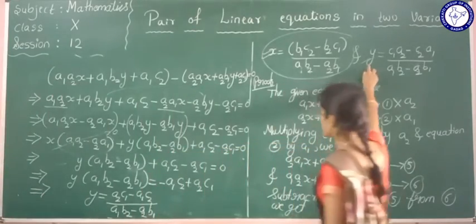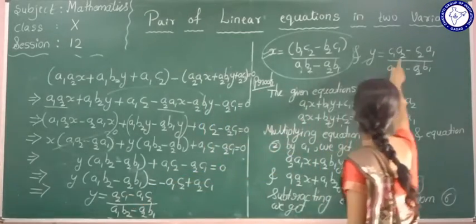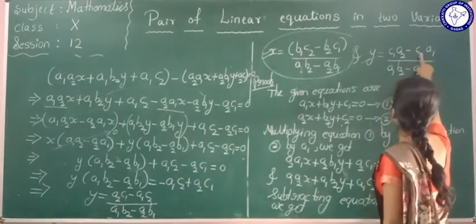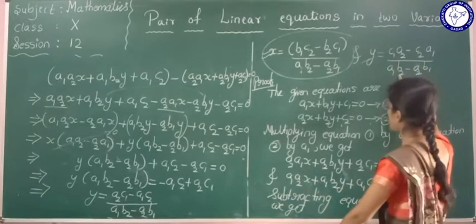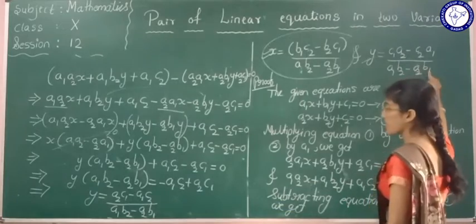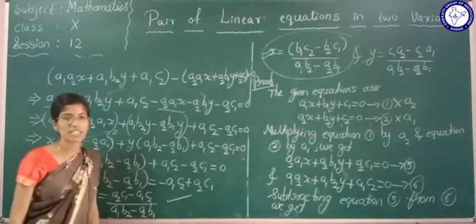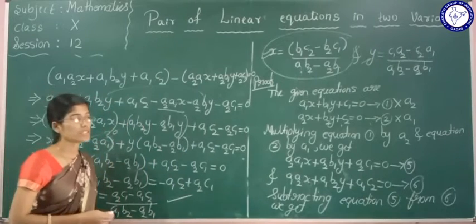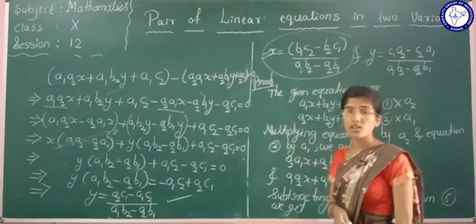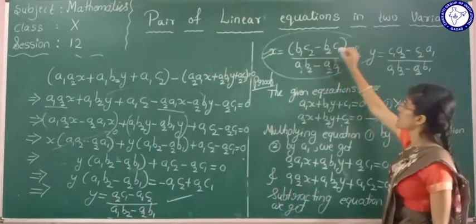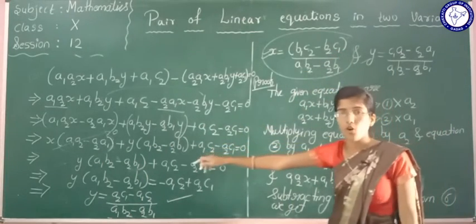See, y is nothing but c1 multiplied by a2 minus c2 multiplied by a1, divided by a1 multiplied by b2 minus a2 multiplied by b1. Okay. Now, for the pair of linear equations where a1 divided by a2 is not equal to b1 divided by b2, we got here x and y as the solutions of the equations. Okay, we proved also how we got that.